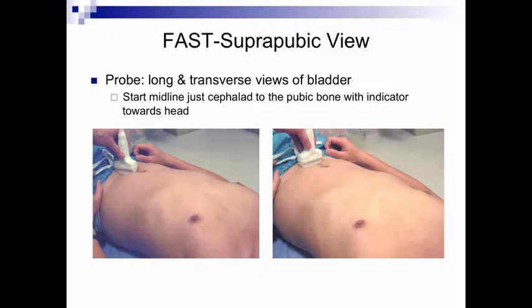And the last of the four classic FAST exam views that people talk about is the suprapubic view, in which you're looking for fluid posterior to the bladder in the pouch of Douglas. Some people classically used to say that Morrison's pouch is the first place that fluid will accumulate in the supine patient because Morrison's pouch is the most dependent position in the patient.